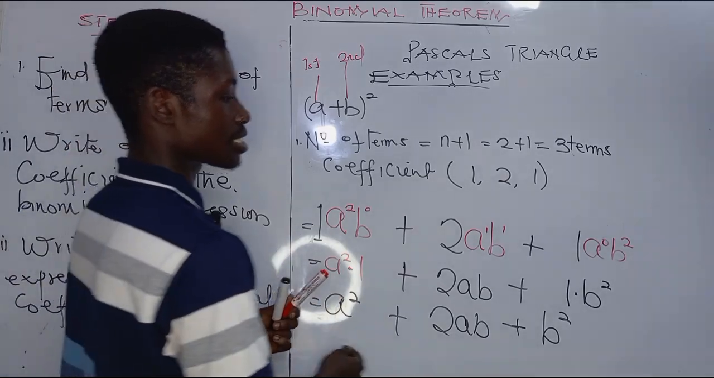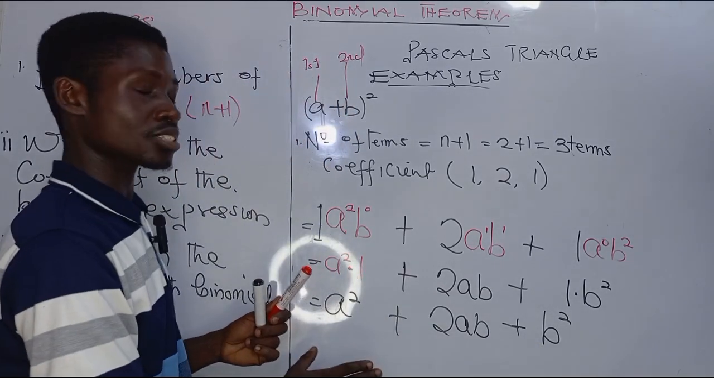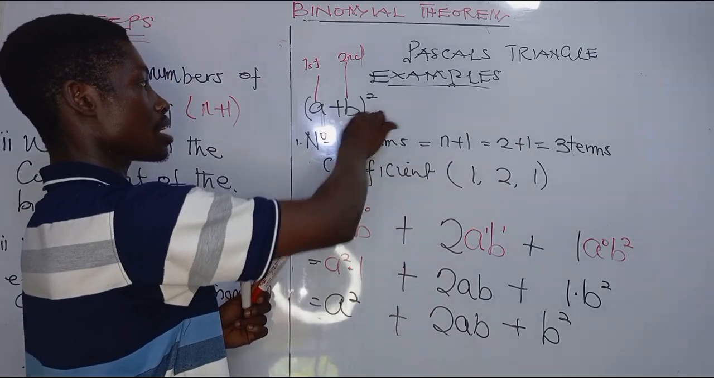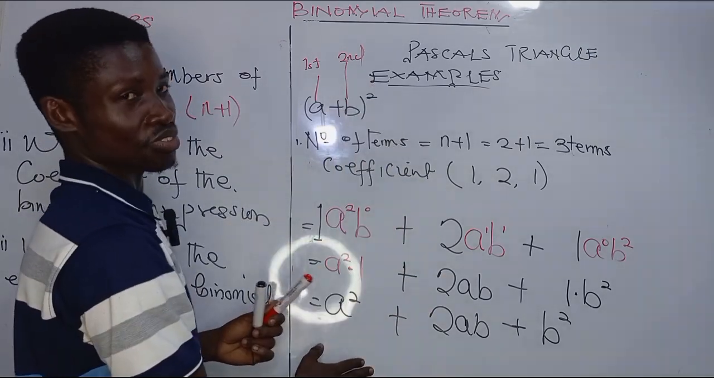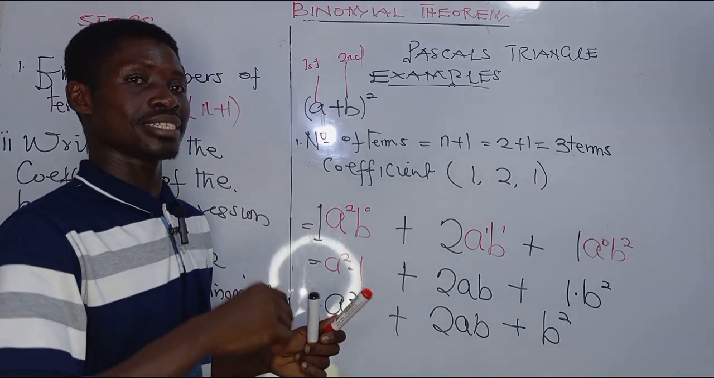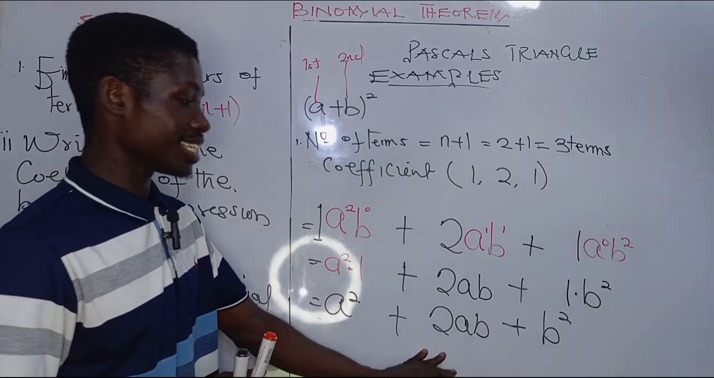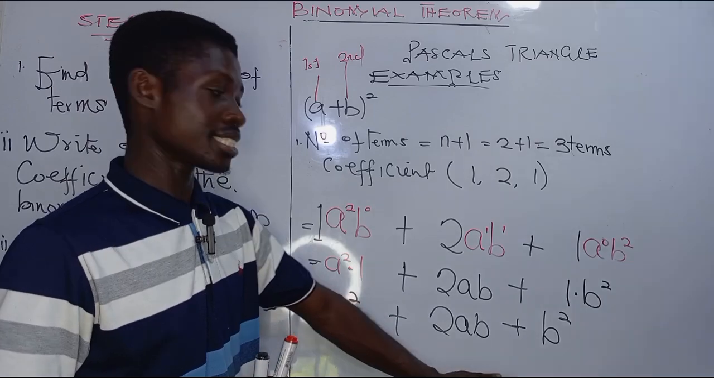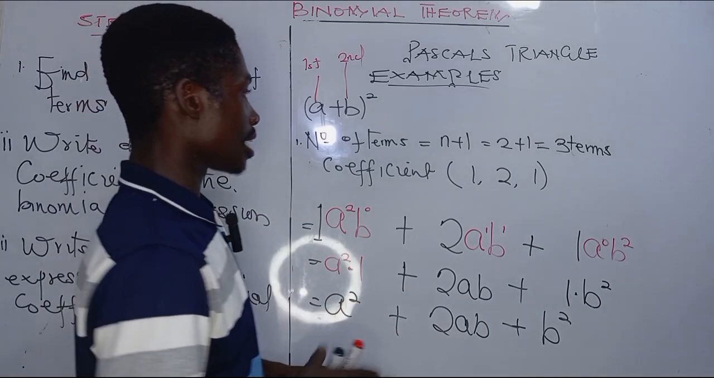So this is the expansion that we get using the Pascal's triangle when we expand a binomial expression with the power of 2. And I believe you can remember that with the first example that we had, this is the answer that we had. Let's take our next example.